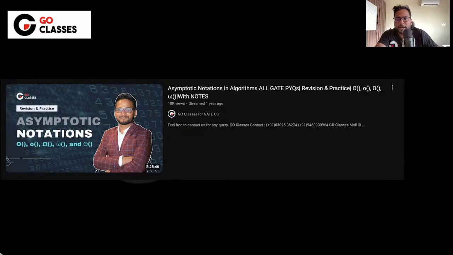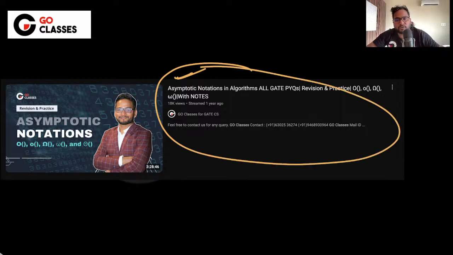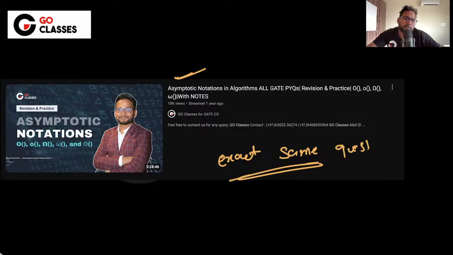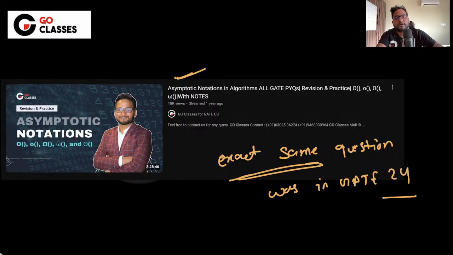In that marathon, I have solved all the questions from asymptotic notations. In fact, one of the exact same questions, do you know this? One of the exact same questions has come in GATE 2024. And this marathon I've taken just before GATE 2024. The exact same question from this marathon was in GATE 24. Do you know about it?